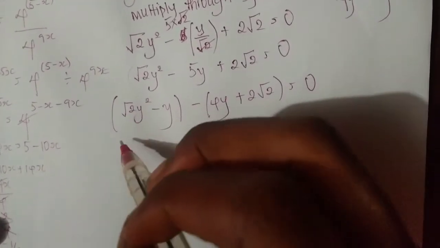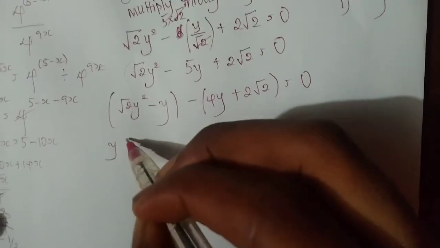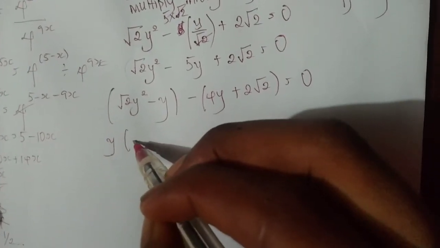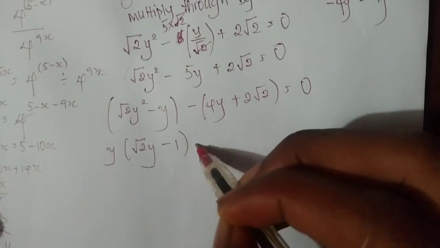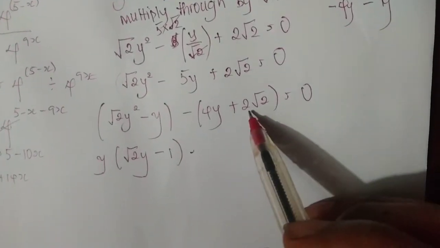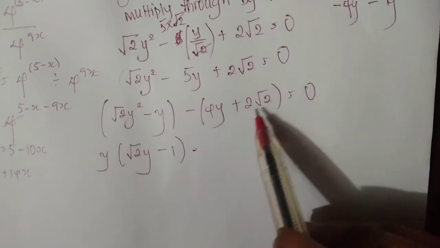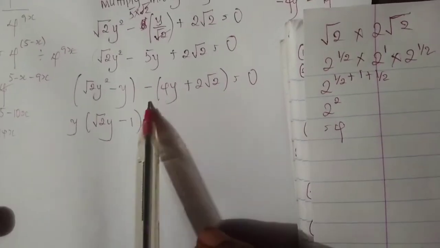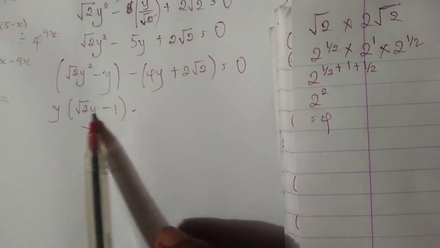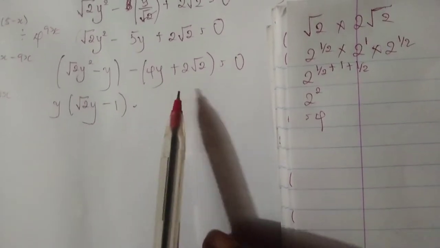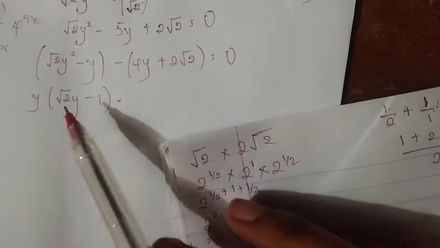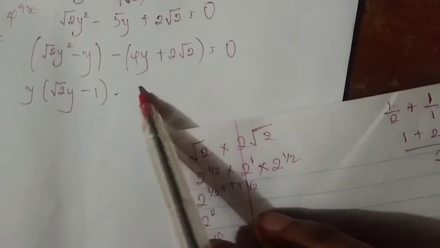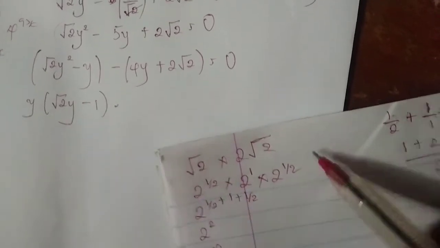What is common here? We can factorize out y, giving us root 2 y minus 1. What is common here? I'll say root 2, because I know whatever I get in this bracket is the same thing I'm going to get in the first bracket. That's how to know if your quadratic equation is correct. What you get in the bracket we're about to find is what you have already got here.